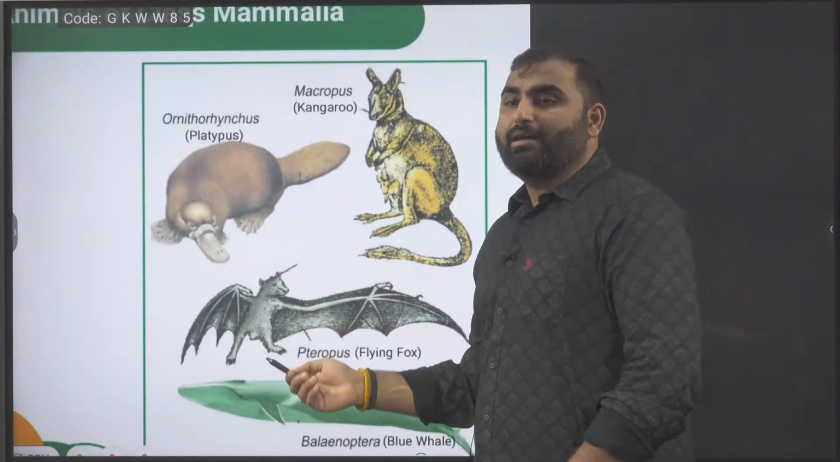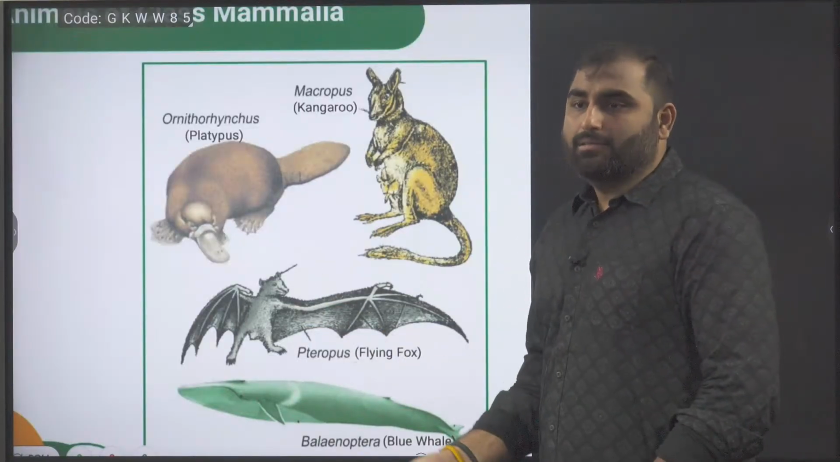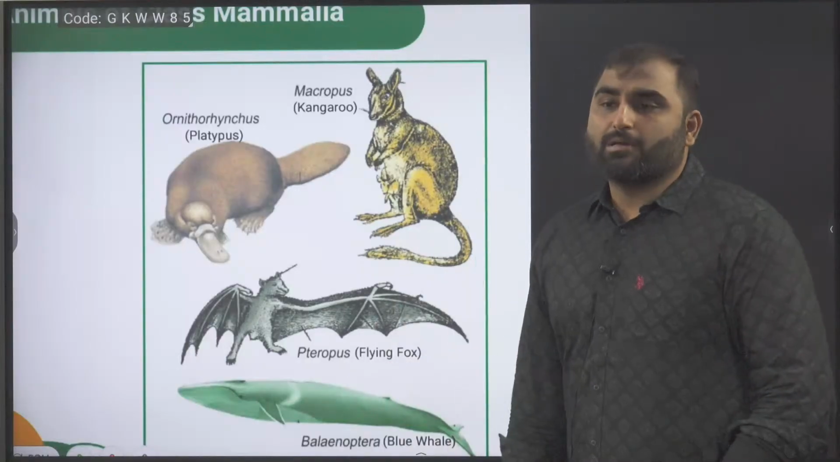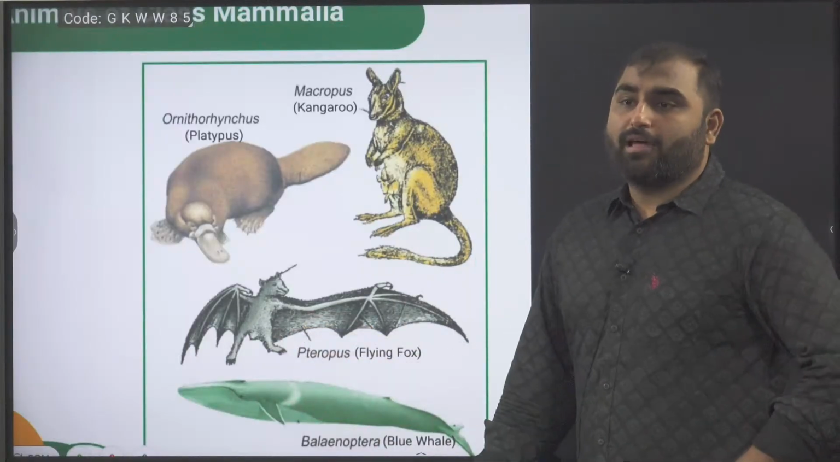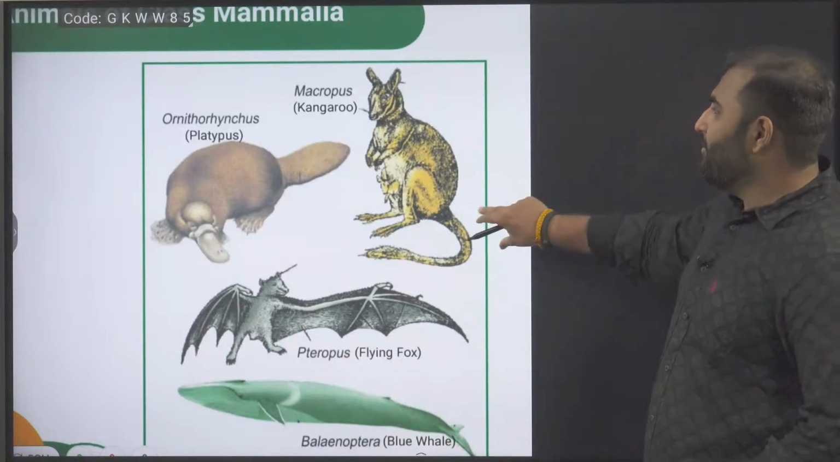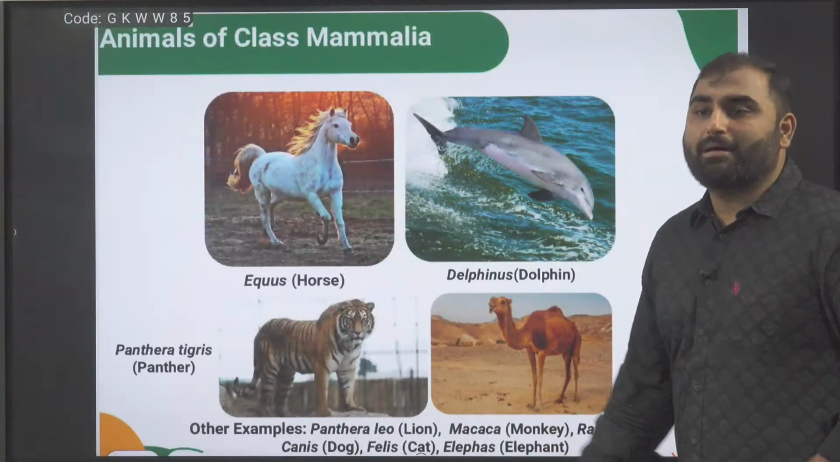Again, this is the egg-laying mammal, a prototherian; this is a pouched mammal, a metatherian. And here we have Pteropus, the flying fox, the bat. English people call them a flying fox as a common name because their face appears like a fox and it is flying. Flying fox, Pteropus. And then we have Balaenoptera, the blue whale, and a lot of examples are there, which are the placental mammals.